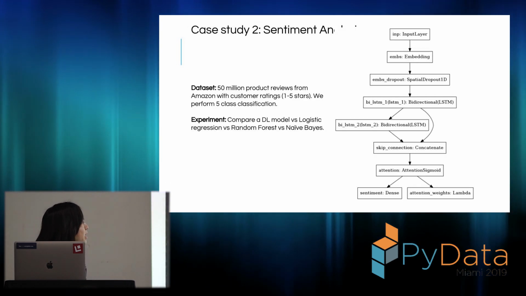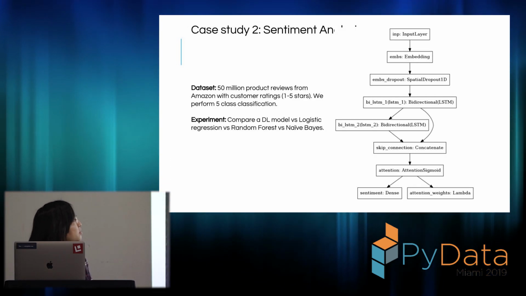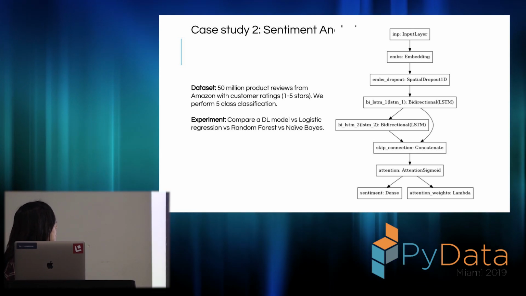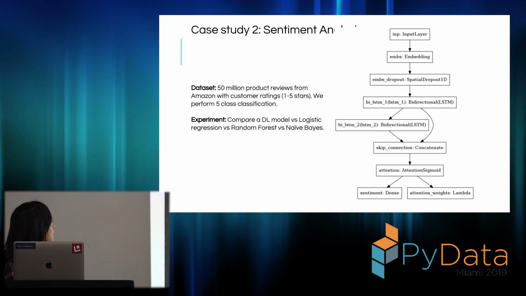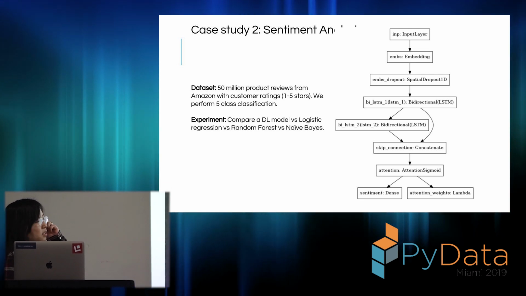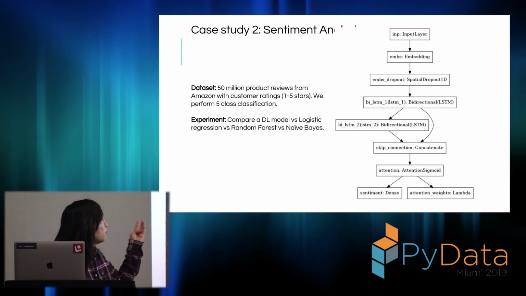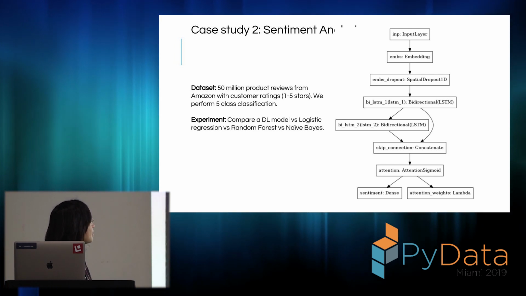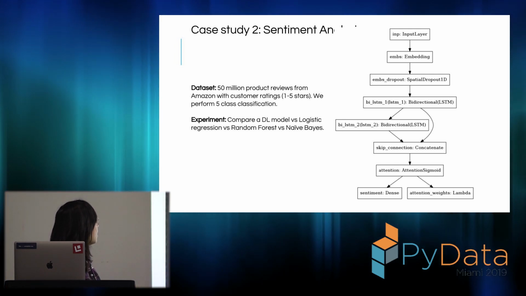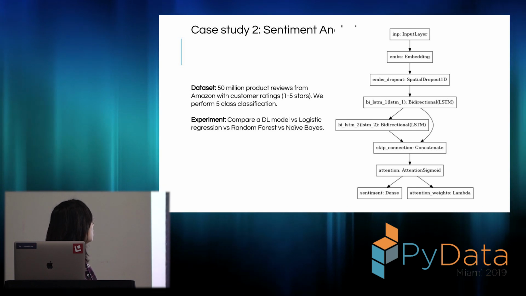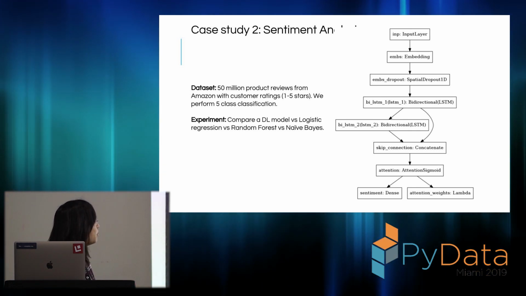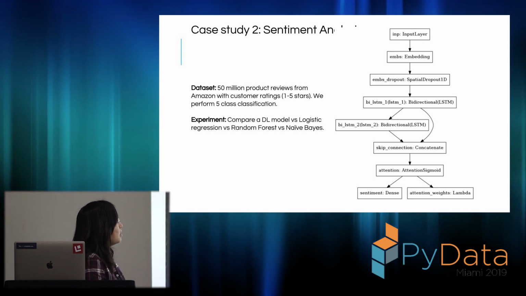All right, so the second case study is about sentiment analysis. This is another project we did at LucyWorks. We got 50 million product reviews from Amazon with customer ratings ranging from 1 to 5 stars. And then we basically perform a 5-class classification. We want to compare a deep learning model with traditional models like logistic regression, random forest, and naive Bayes. So this is the architecture of the deep learning model.